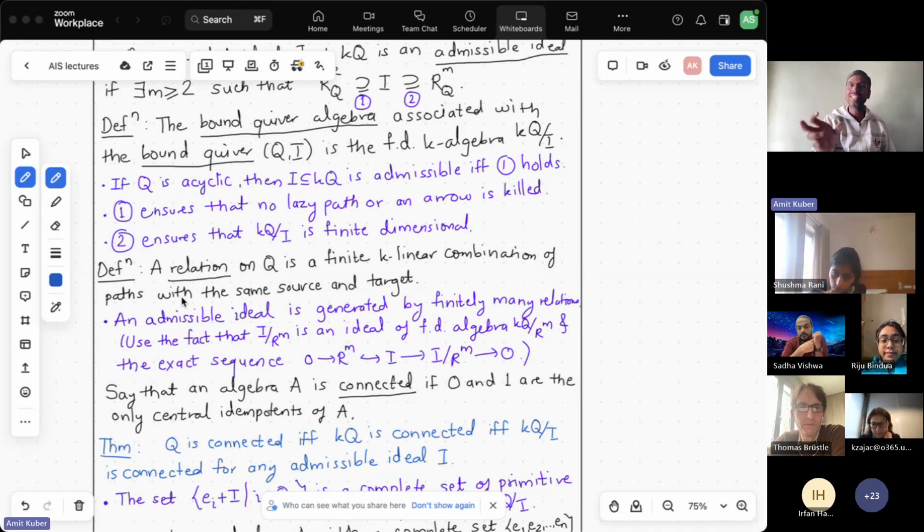You can obviously say the ideal generated by alpha minus E1 plus E2 is 0, but that can be written as the ideal generated by alpha, comma, E1, comma, E2.